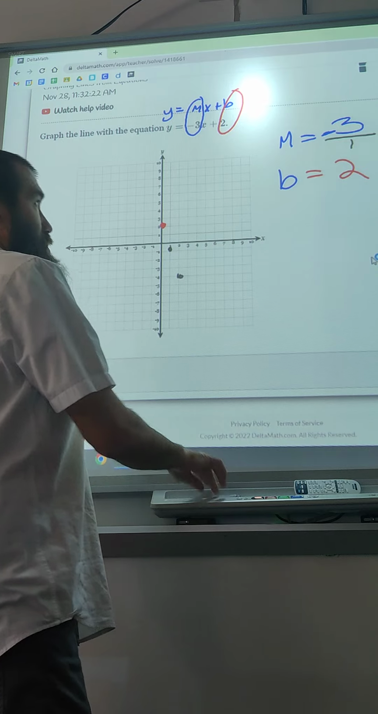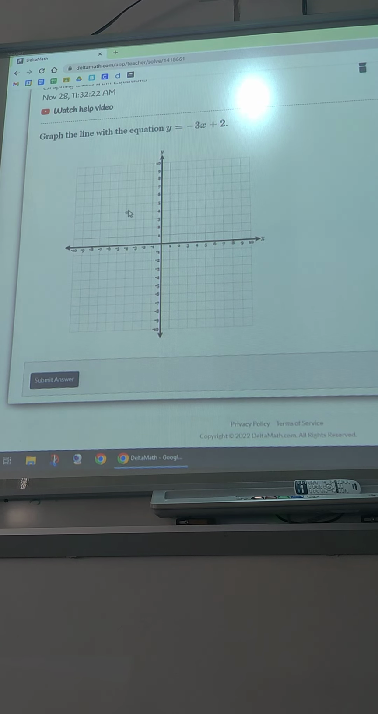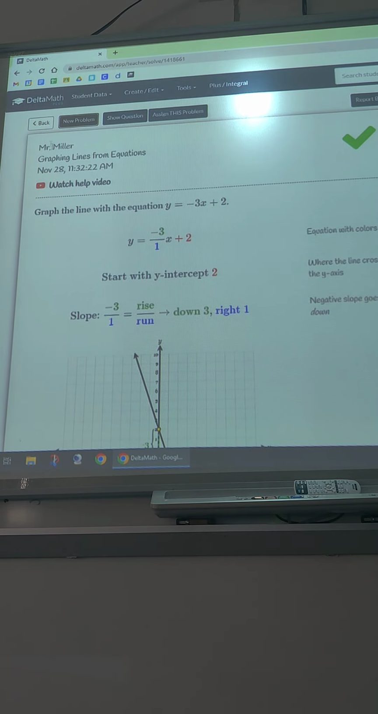Now this is a computer activity, so you're just plotting the points. So basically what that means is you just click here. Oh, I gotta erase all this. So I click here, then I go down 3, right 1, the same as I had on the picture before, and that's all you need, is 2 points to graph it. And that's my answer. All right.